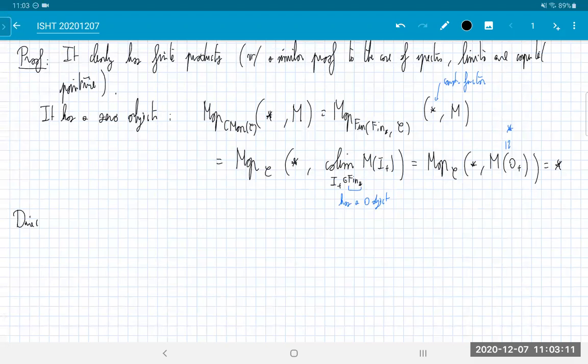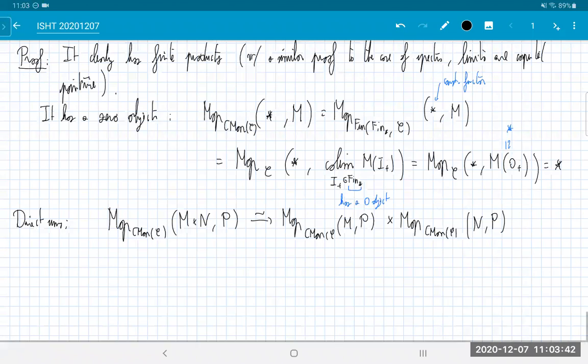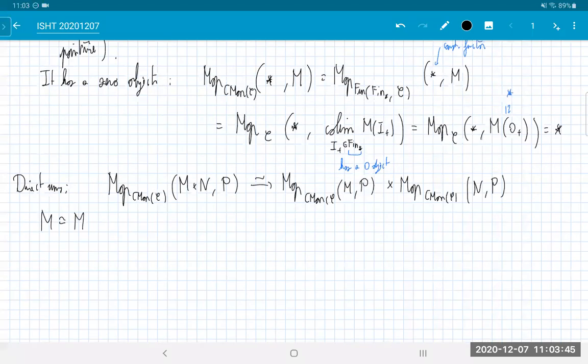Direct sums are slightly trickier. Basically, we need to prove that the map, sorry, I should say where this map takes place, is an equivalence for any M, N, and P. And where these maps are precomposition with the maps to N. And how do we do that?